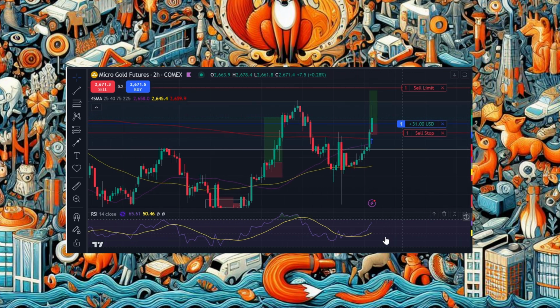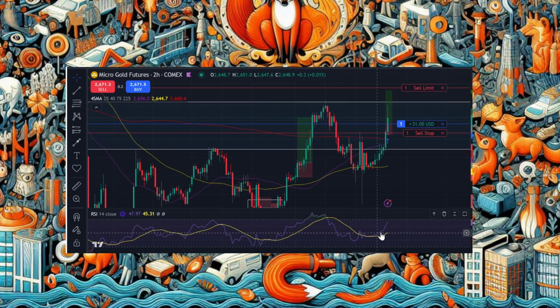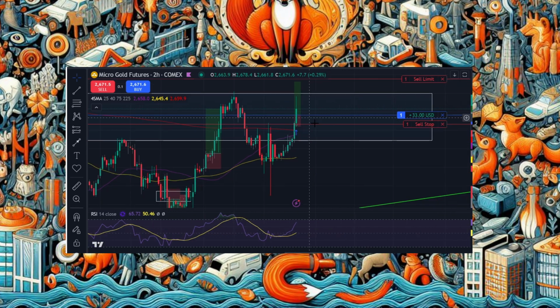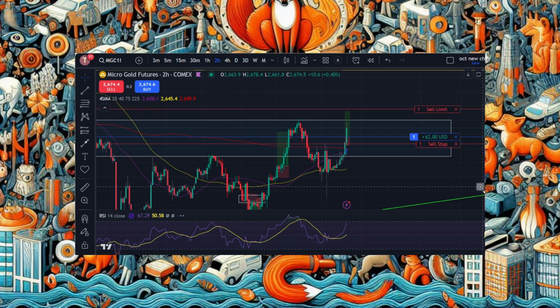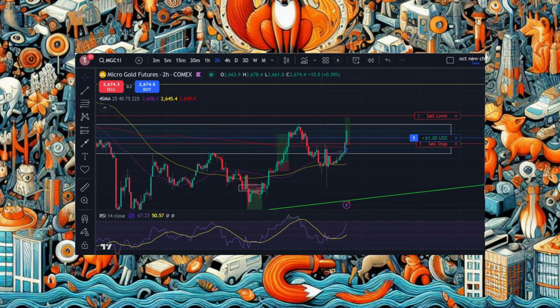I saw that RSI was looking nice. It broke its smooth moving average. Then it was able to, it's in this zone, that box that I created. See, last time it kind of came to the top of it, broke down. So now I'm counting my confluences.